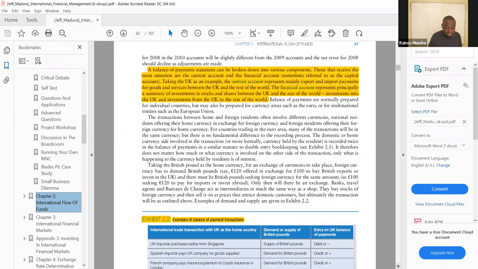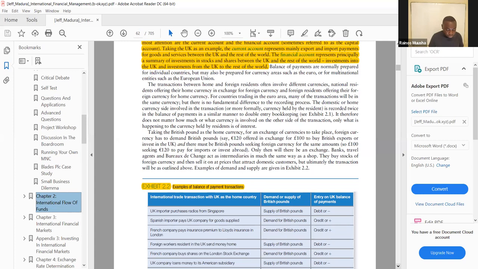So please take note of what really makes up the current account and the financial account. With the current account, you're mainly looking at the import and export of goods and services. And then the financial account is where you look at the movement of capital amounts as well.